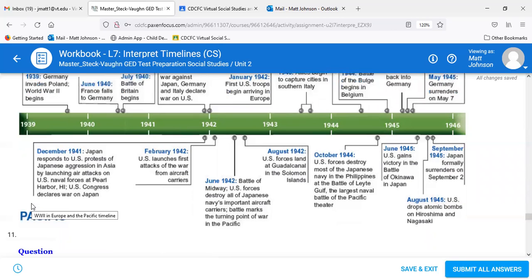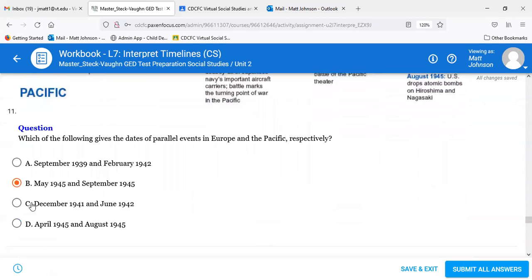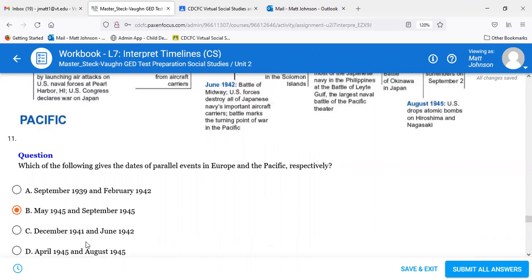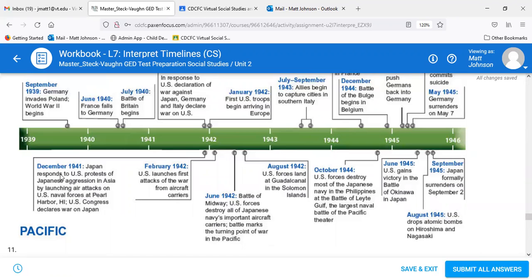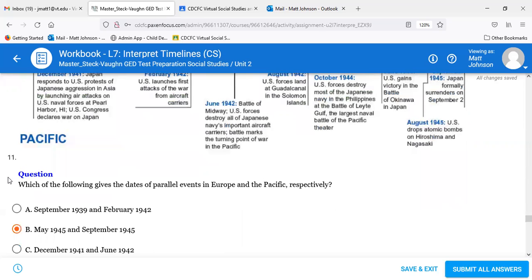So it's kind of confusing the way they have it worded and what they're looking for, because you're looking here, it's like, well, that's not parallel. No matter how you slice it, those dates are different. But that's what I finally figured out. What they were looking for is similar events happening. So when you have May 1945 and September 1945, those are two surrendering dates, right? So yeah, B is in boy for number 11.